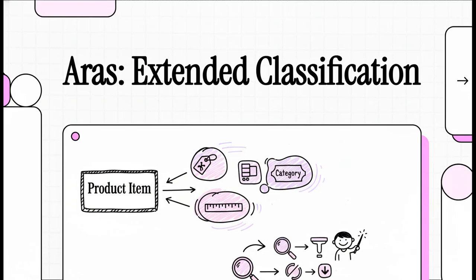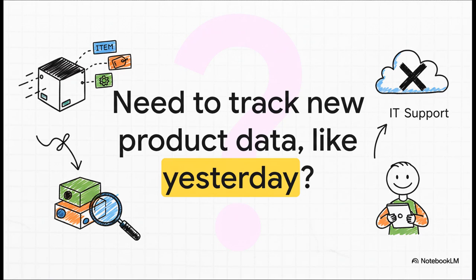Welcome to the Explainer. Today, we're diving into a feature in Aras Innovator called Extended Classification. It's built to solve a massive headache. How do you adapt your product data on the fly without having to wait weeks for IT? Let's get into it. So, does this sound familiar?